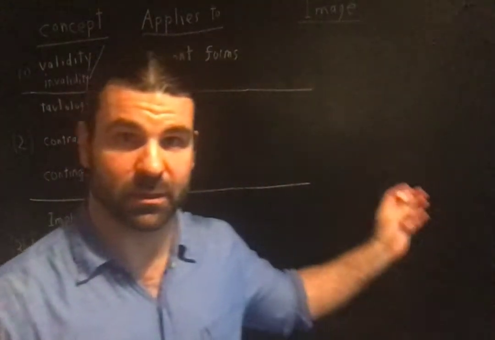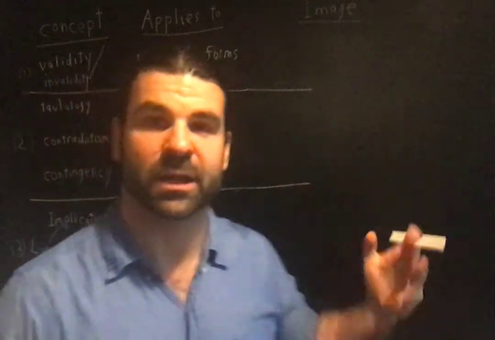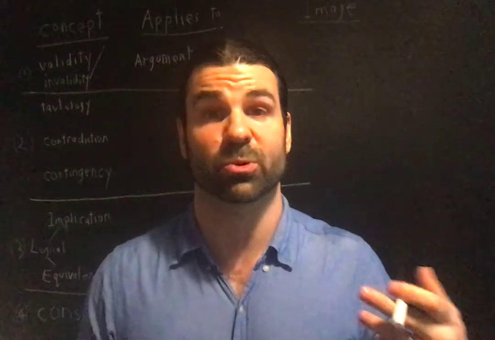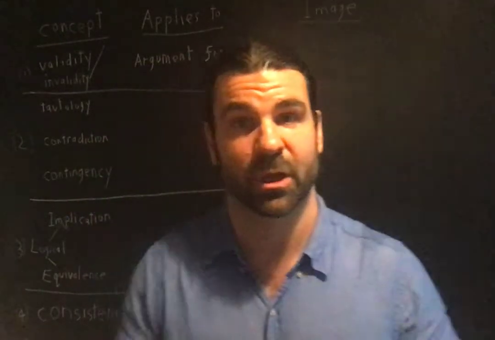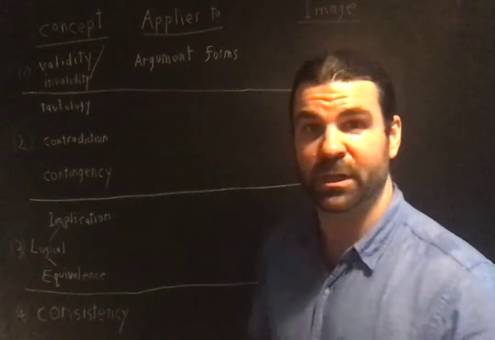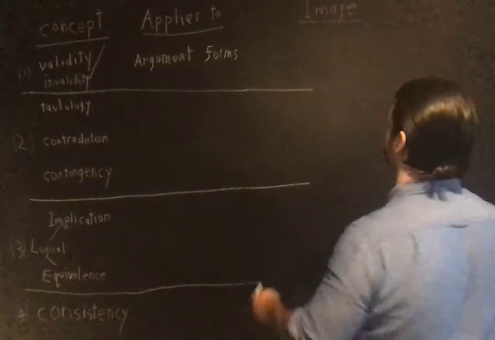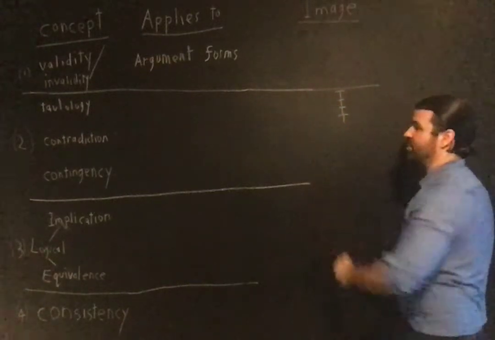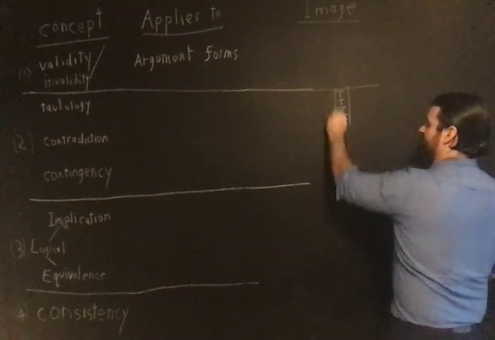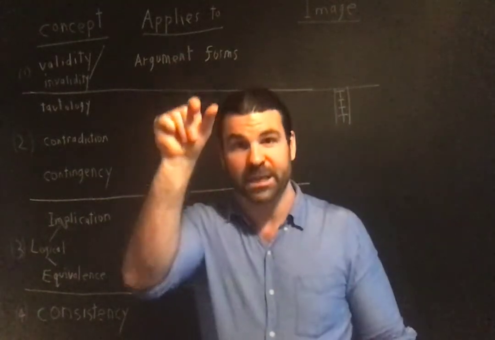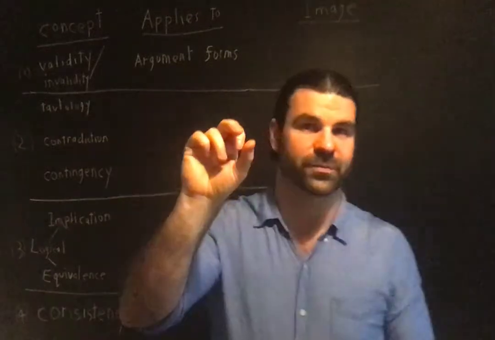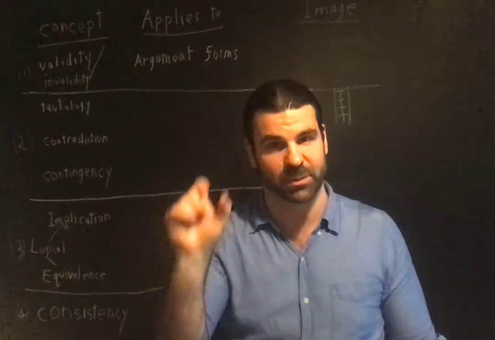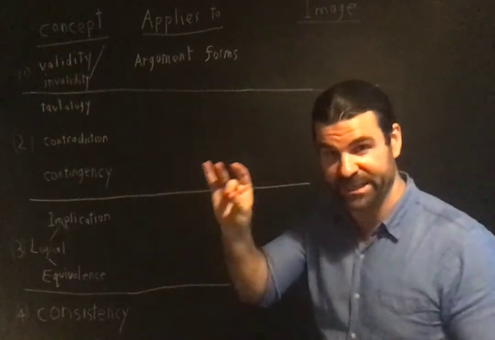The third column is going to be an image. These are truth table concepts, and you should learn how to associate a certain truth table image with each concept. For example, you'll come to think of tautology. The image is just going to be a column of all truths. A tautology is a statement form where the column under the major operator for the truth table is all truths, all T.